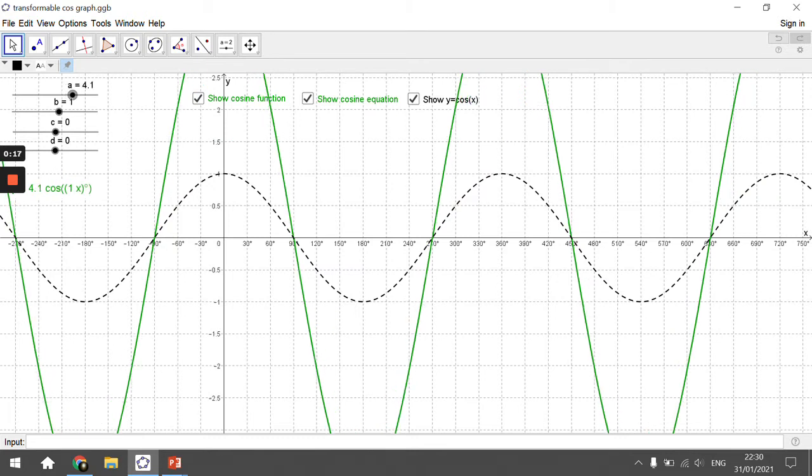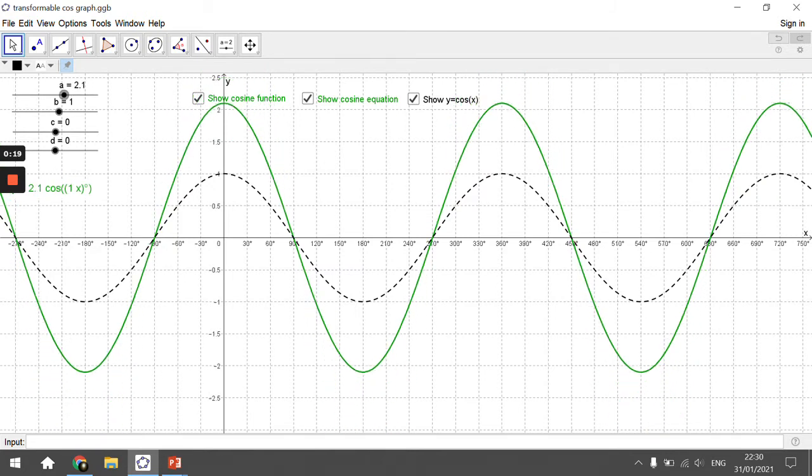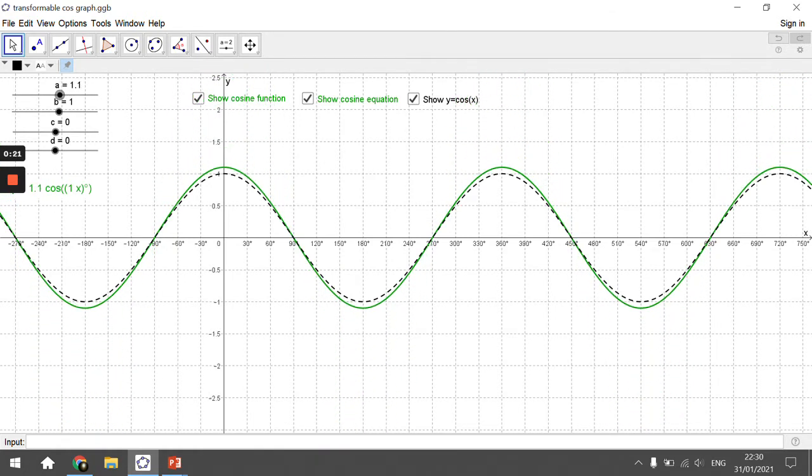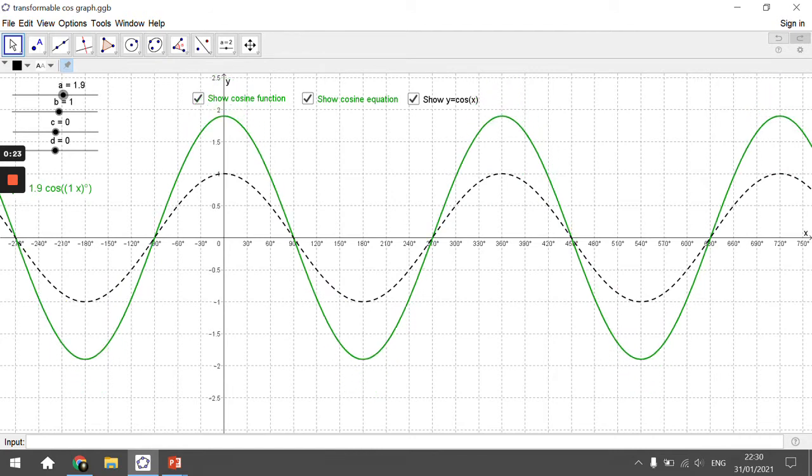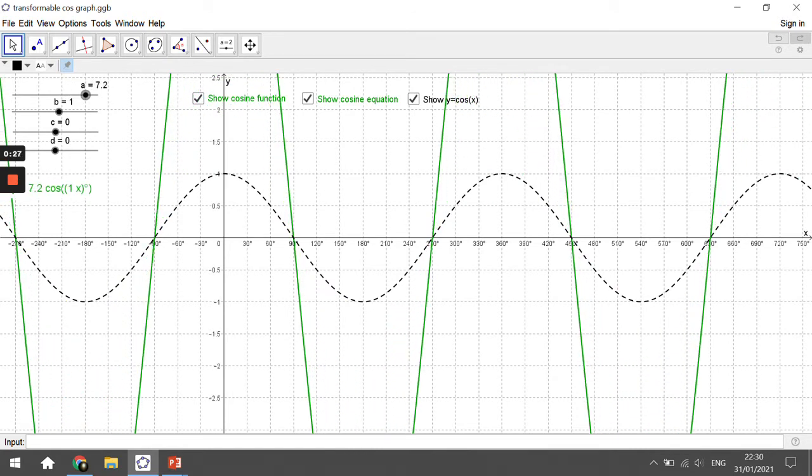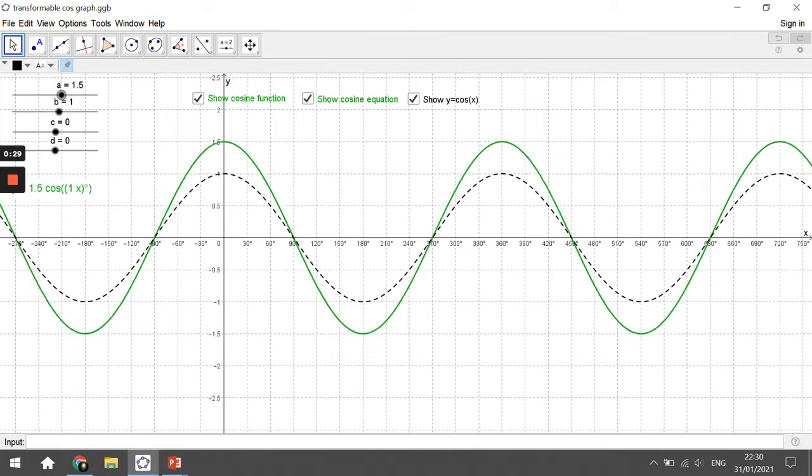Key thing I wanted you to spot, you're stretching in the y direction. So if you go from 1 to 2, our peaks, our top points, our maximums in the curve move to 2 or 3 or 4, depending on how big we make it.